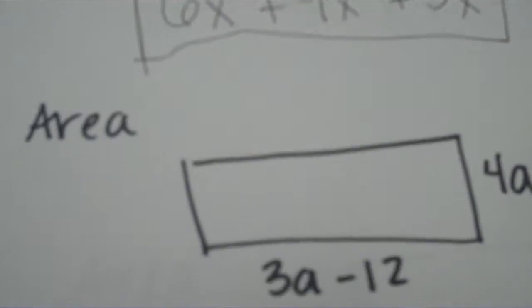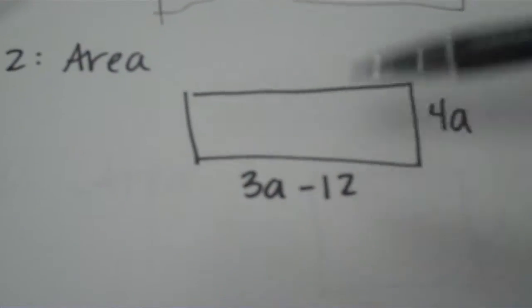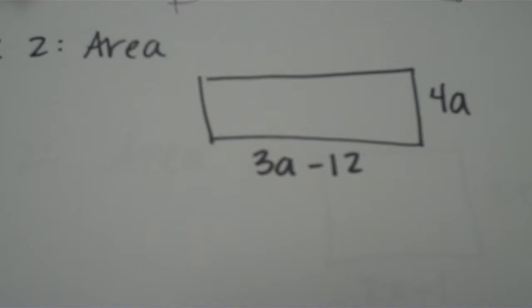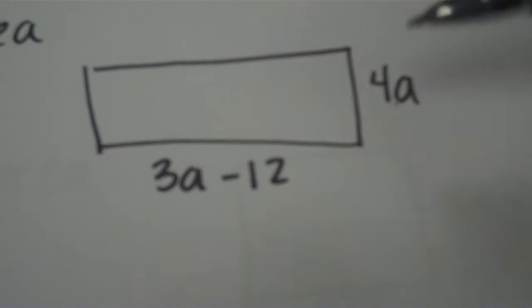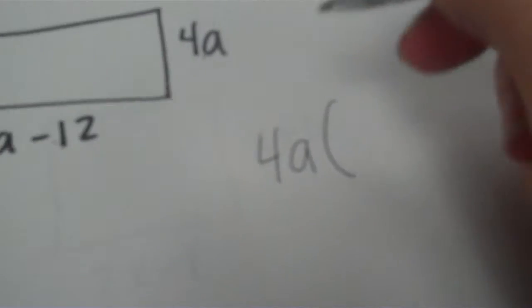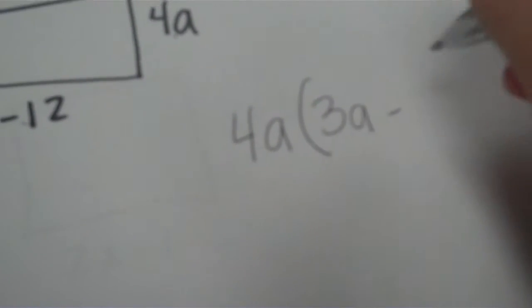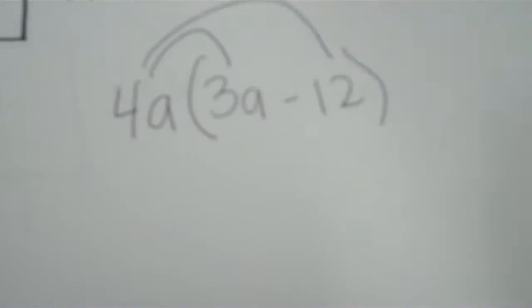Sometimes I ask you for area of that, but I've done area with binomials too. So pause and write this down. Example 2. Area of this. Okay? So area is length times width. So how you write that would be 4a, parenthesis, 3a minus 12. Good. And then we distribute.